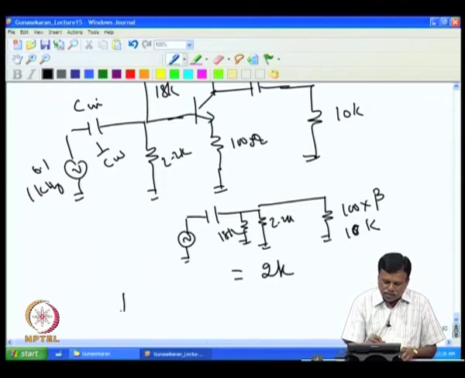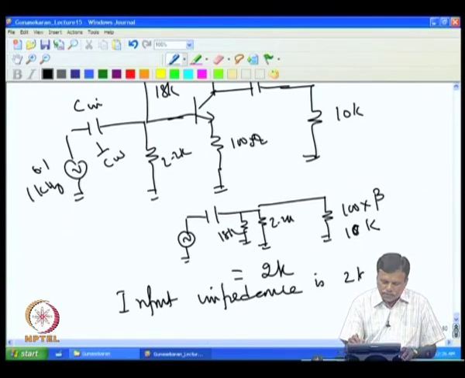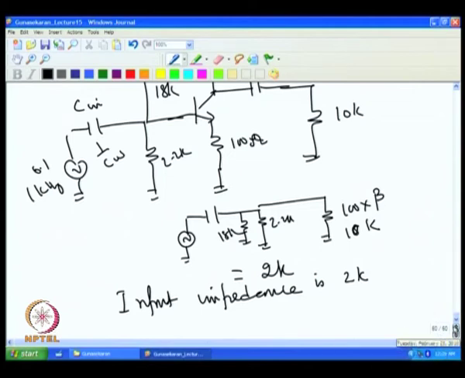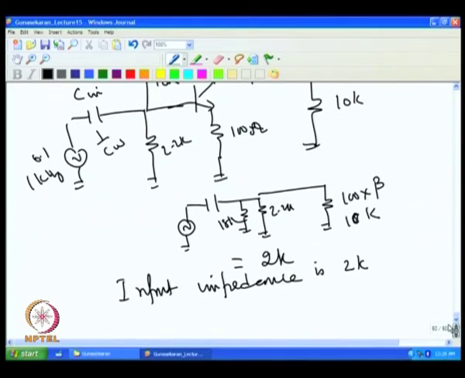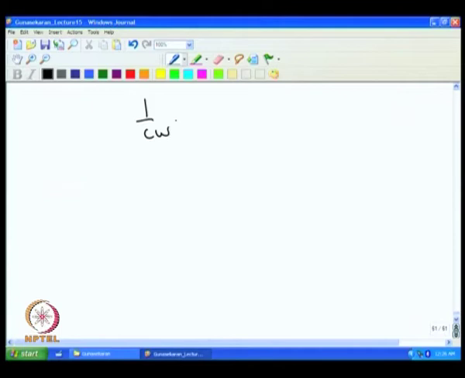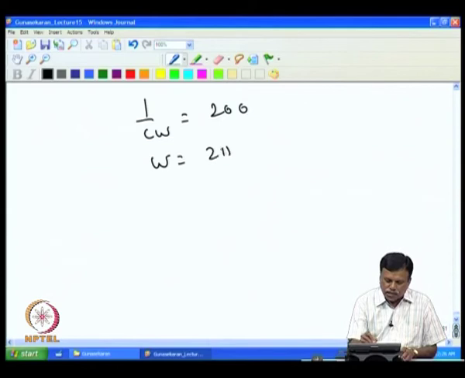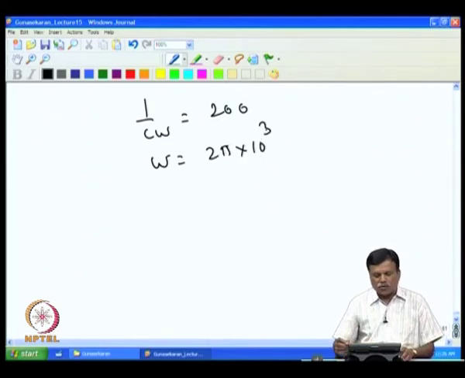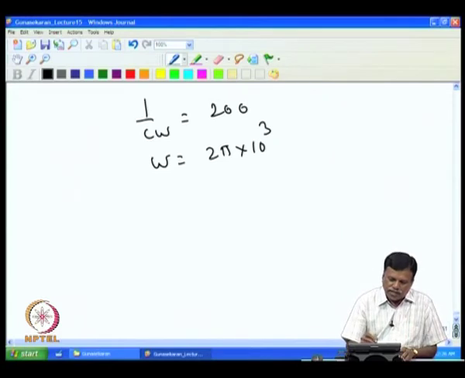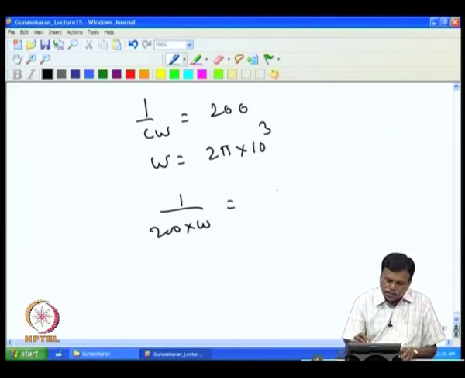So, input impedance is 2 K. So, the capacitors should have much lower impedance than 2 K. So, 10 times lower. So, I can take 1 by C omega to be 200 ohms, 10 times lower, and omega is actually 2 pi into 10 power 3, 2 pi f at 1 kilohertz. So, one can find C. So, you will get 1 by 200 into omega as C.